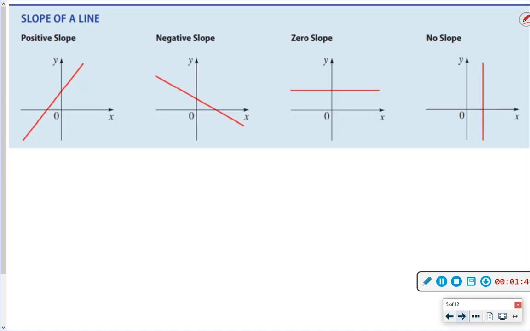And of course at the bottom of your notes here are all these very lovely pictures. Positive rises, negative falls. 0 slope is your horizontal because of course you have no rise, so the 0's on top. And then no slope, or really probably a little better, is undefined slope, your vertical line, because there's no run on that. All stuff we know.